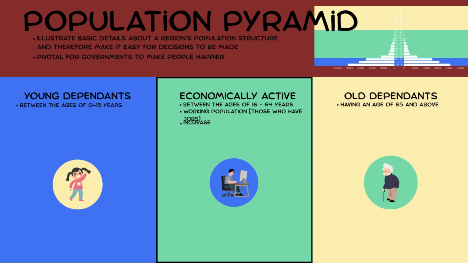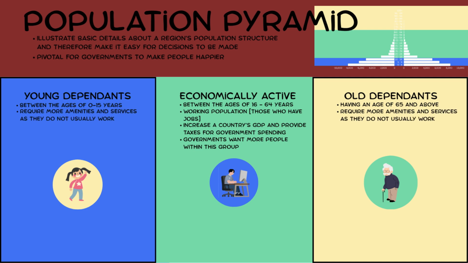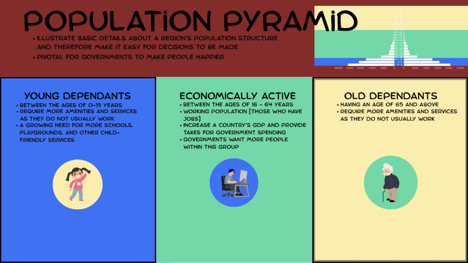These are the people who increase a country's GDP and provide taxes for government spending. Therefore, most governments will want to have more economically active people than dependents. What we can also understand is that the dependents often require more amenities and services as they do not go to work. Therefore, if there are more young dependents, there will be a need for more schools and playgrounds, while if there are more old dependents, there will be a need for more retirement homes and hospitals.